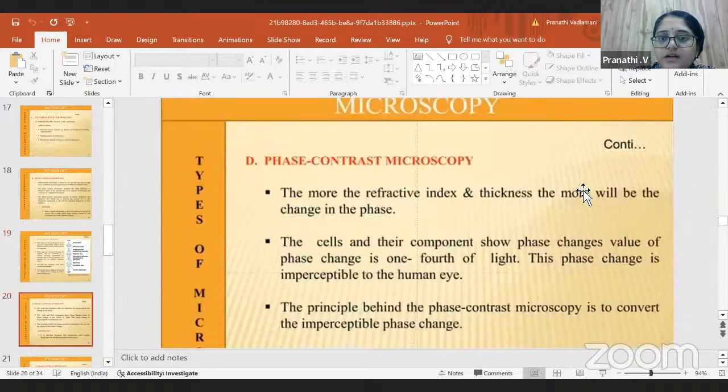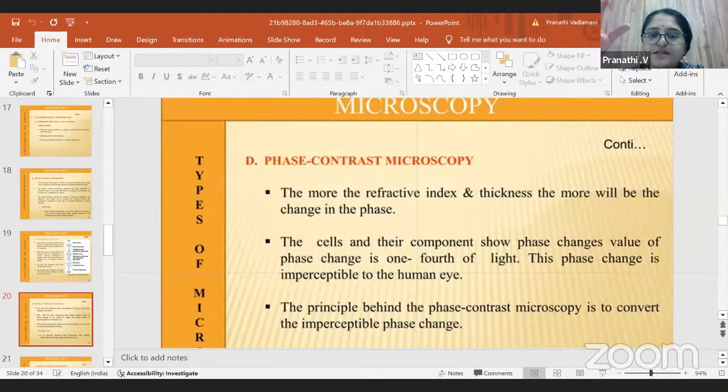I hope this is clear. So what is it used for? You're going to see that if there is a higher refractive index, then the thickness will also be more, and then the change in the phase is also going to be more.